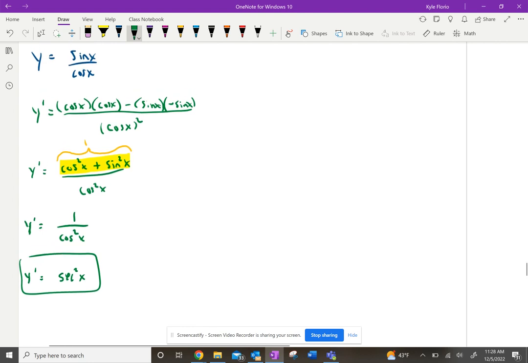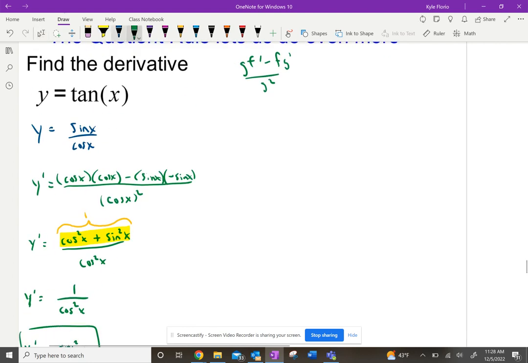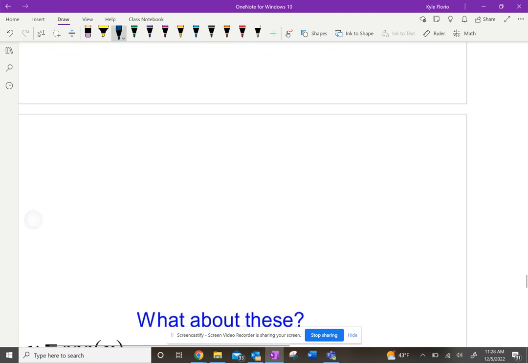So what's the derivative of tangent, you might want to know? It turns out that the derivative of tangent x is secant squared x. If you don't want to memorize it, that's fine. You could always rederive it. So if I take the derivative of tangent, it's secant squared.